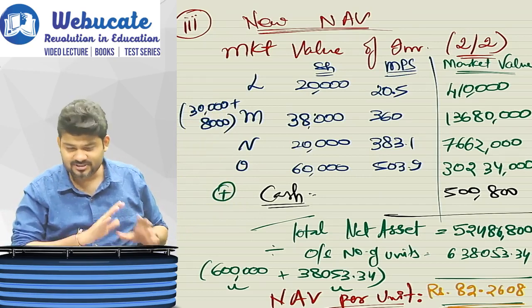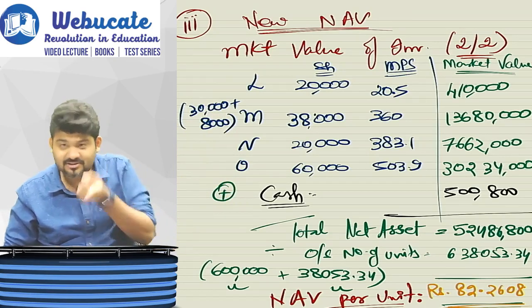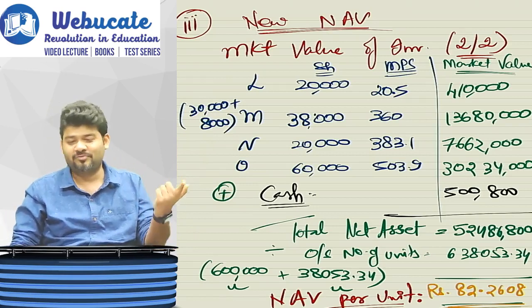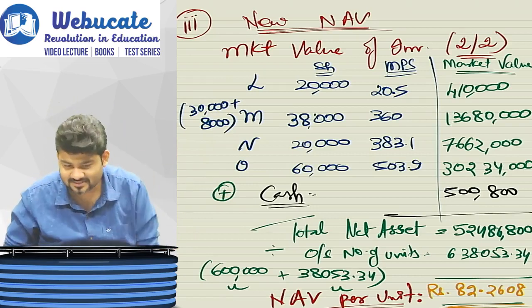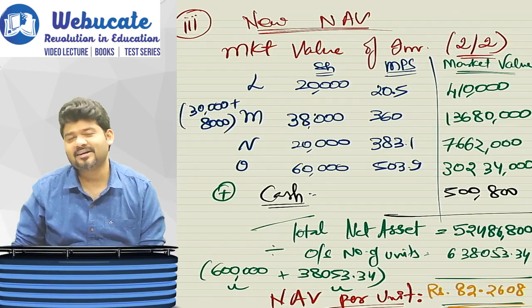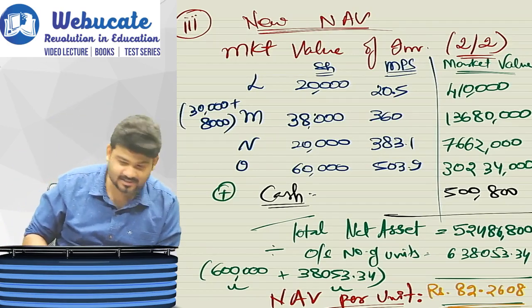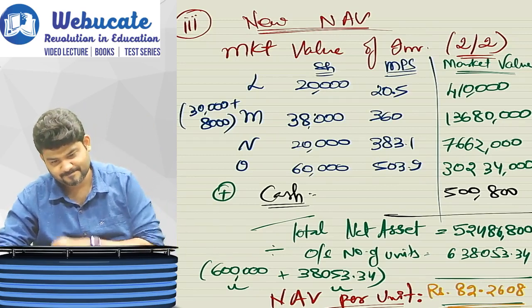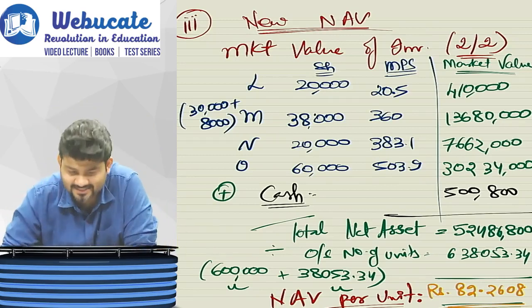Awesome. 2608, 2609 is okay, but you have to see the fifth decimal. If the fifth decimal is 5 or more than 5, then make it more by 1. Otherwise, it will remain as it is. Are we clear with this question, everyone? Please confirm. Perfect.